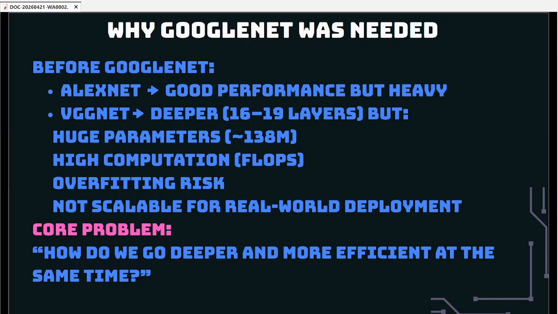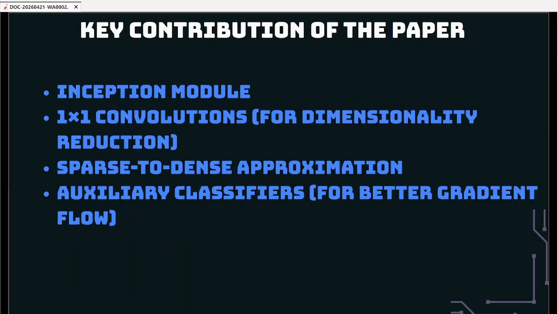The answer was GoogleNet. The model learns features at multiple scales. Small features such as edges and corners, medium features such as textures, and large features such as objects. This multi-scale processing became the foundation of the Inception family.